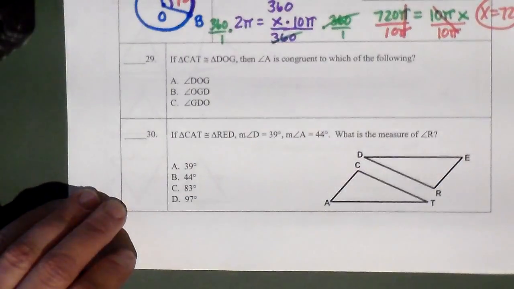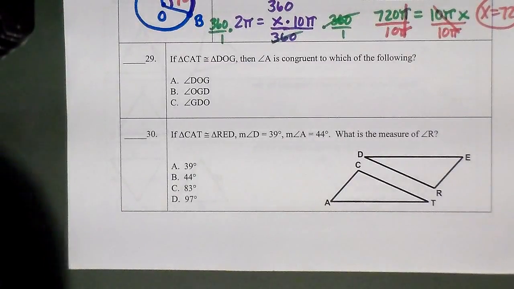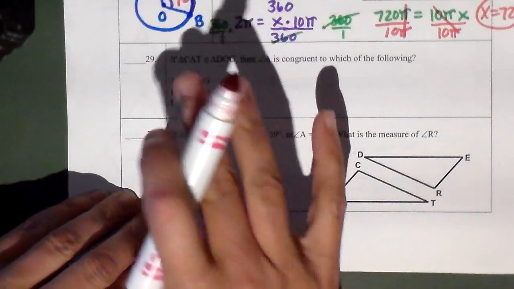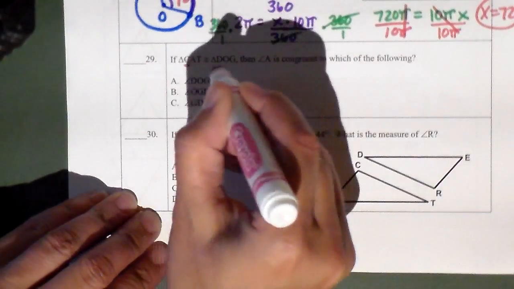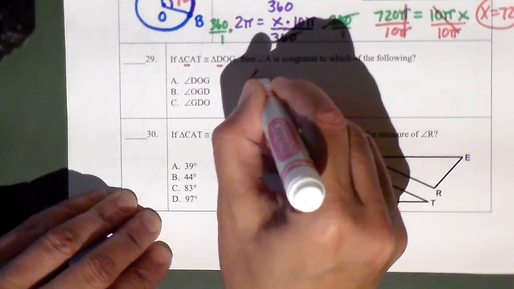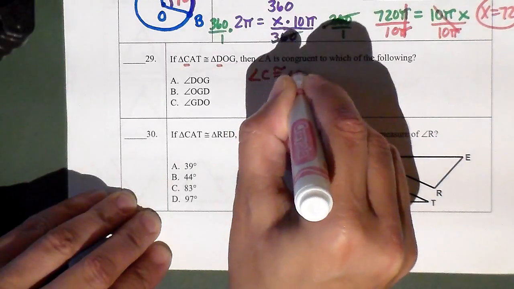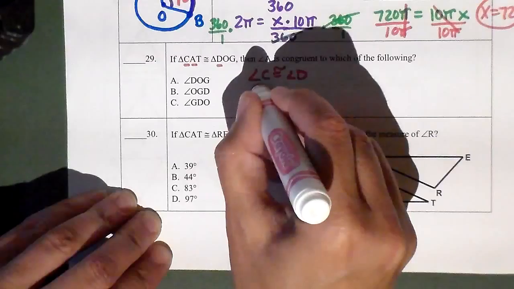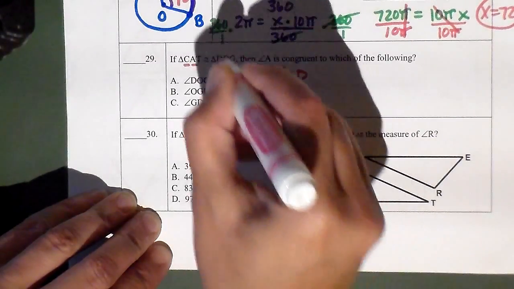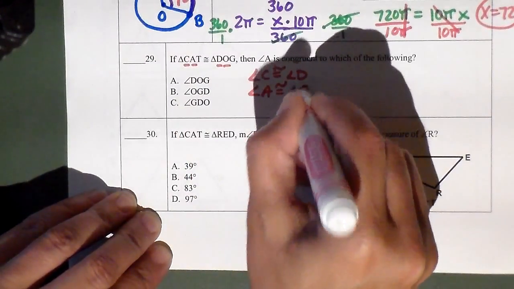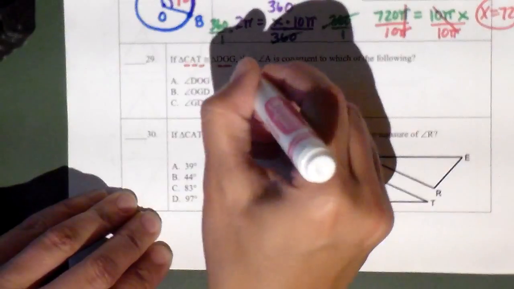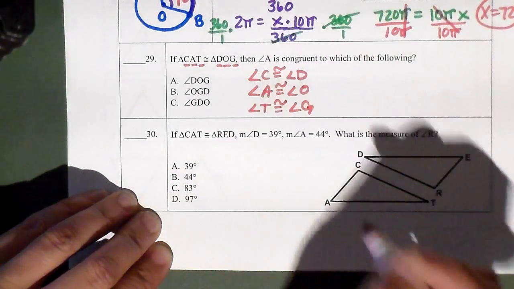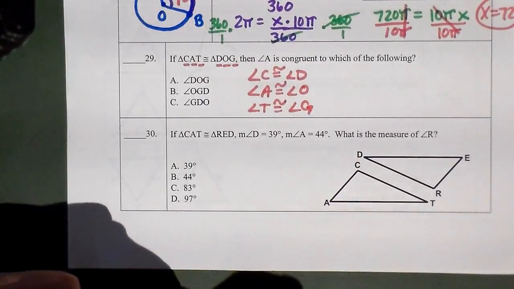Well, let's match these up. I'm going to go ahead and match all these up in this first example, even though we don't have to, so you can see it. The way this is written, that means that angle C is congruent to angle D. Does everybody see that? Angle A has to be congruent to angle O, and angle T has to be congruent to angle G. So those are my congruent angle pairs.